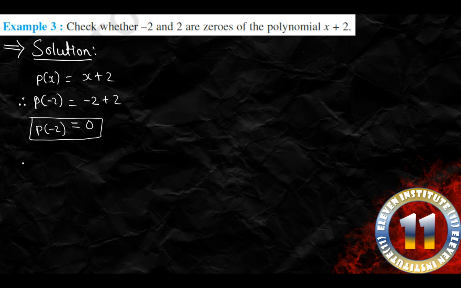So therefore we can write minus 2 is the 0 of given polynomial. Minus 2 is the 0 of given polynomial.